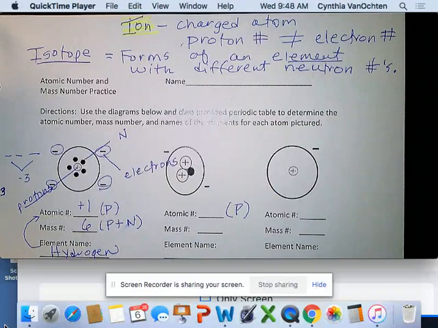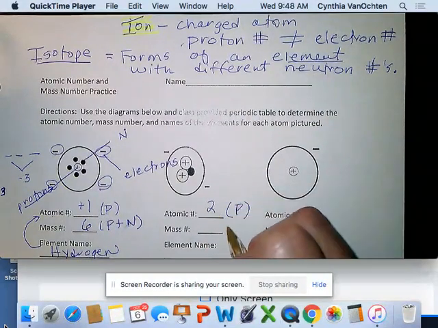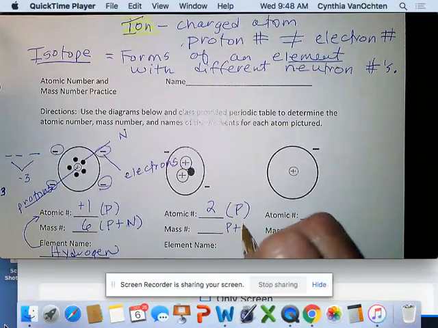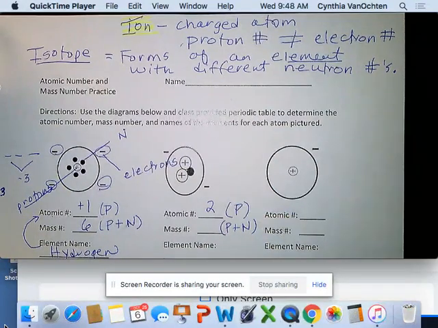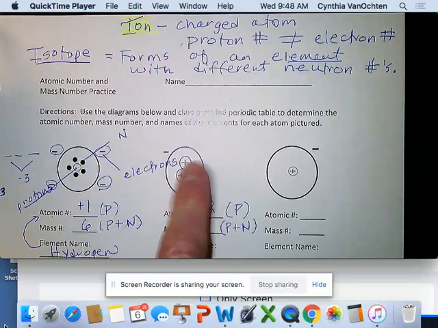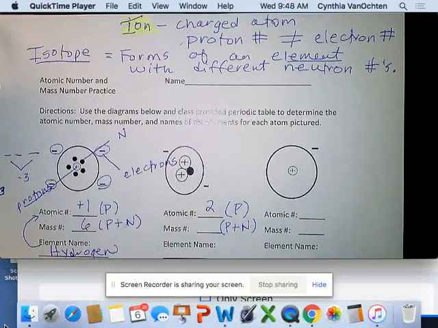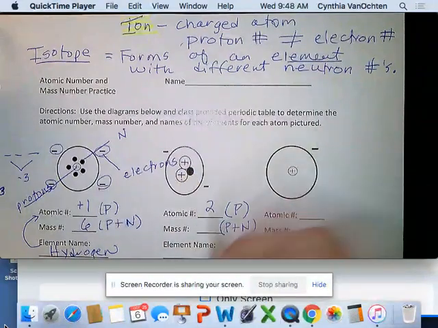How many positive charges? 2. Good. Then remember that the protons plus the neutrons is our mass number. So Molly, what's our protons plus our neutrons going to be? Very good. We're going to add the 2 protons plus the 1 neutron, and we're going to get 3.